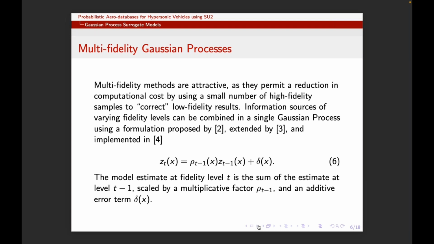Building on those last two slides, we can also build multi-fidelity methods into Gaussian processes. Multi-fidelity methods in general are attractive as they permit a reduction in computational cost by using a small number of very high fidelity samples to effectively correct a larger number of low fidelity results. And the result is that typically we can get away with a large reduction in computational cost with a relatively small reduction in accuracy. These multi-fidelity methods are particularly well suited to aerospace applications where we have large correlation between models, except maybe in a few regions where things are nonlinear, and also where there's a relatively large discrepancy between high fidelity and low fidelity model cost.